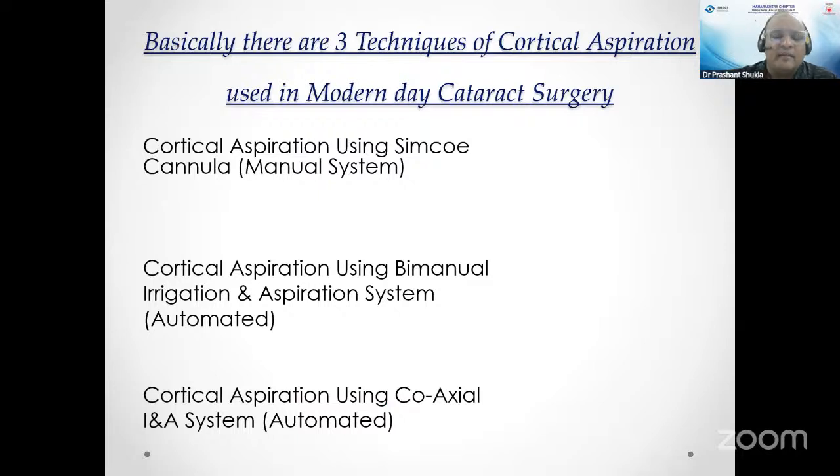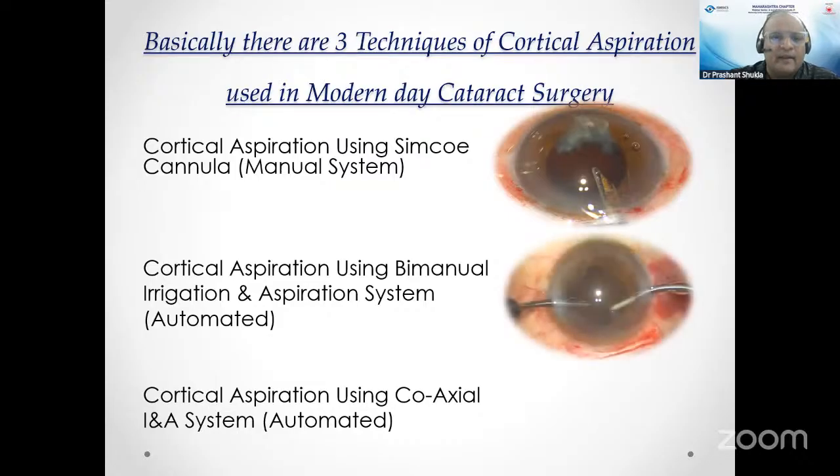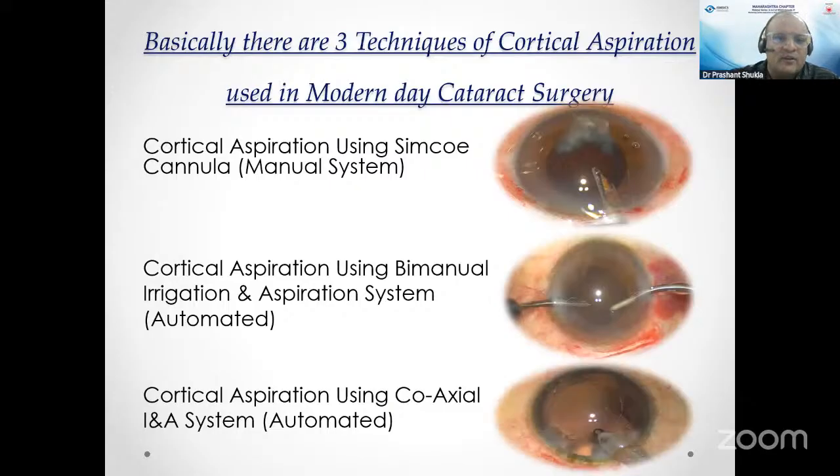There are basically 3 modalities of cortical aspiration which we use in modern day cataract surgery. The first would be the cortical aspiration using Simcoe, which is a manual system. The second would be using a bimanual IA system in manual small incision cataract surgery, which is automated. And third would be the use of a coaxial IA system, which normally we use in phaco surgery. So today I'll be talking about the comparison between Simcoe and a bimanual IA, which we normally use in manual small incision cataract surgeries.